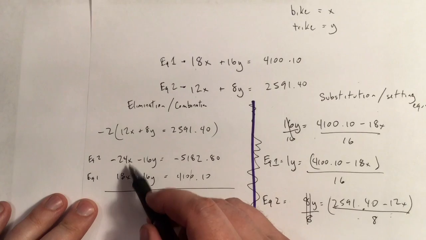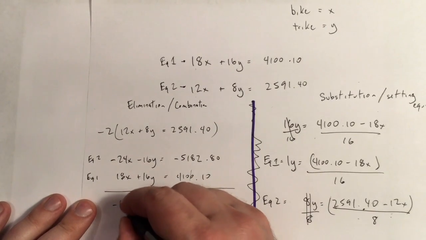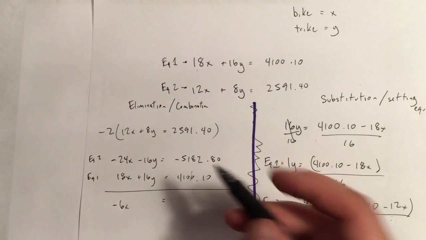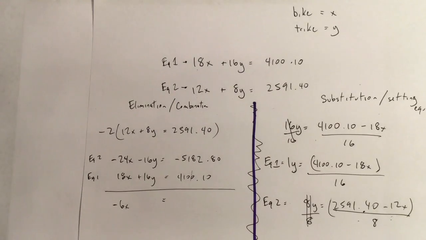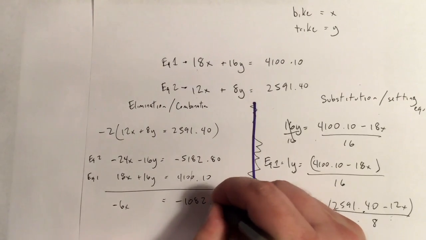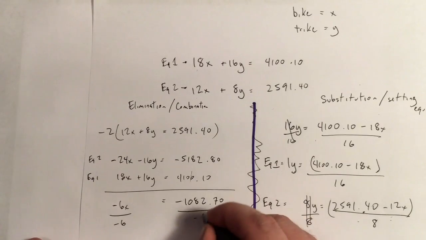So -24x plus 18x is -6x. This goes to 0, this cancels. And then this plus this will become this. And then the final step is just to divide by -6.